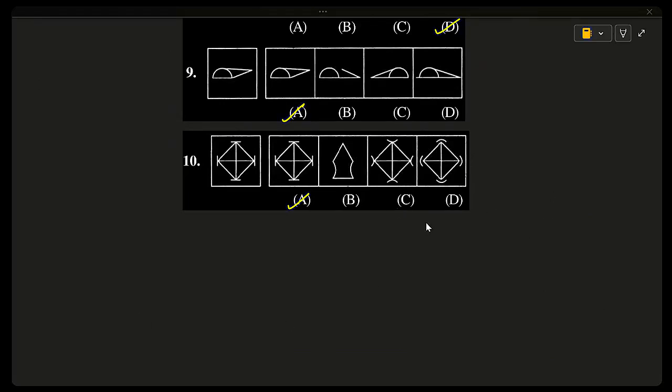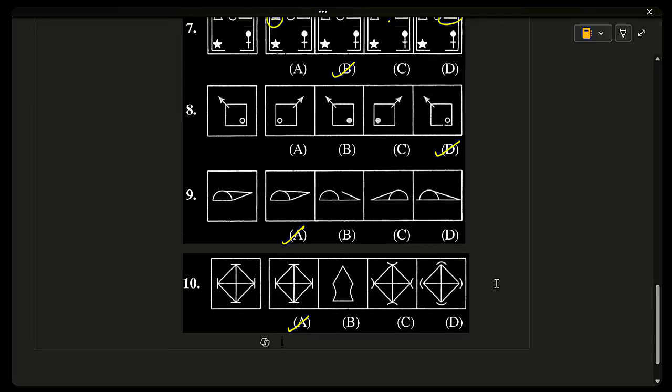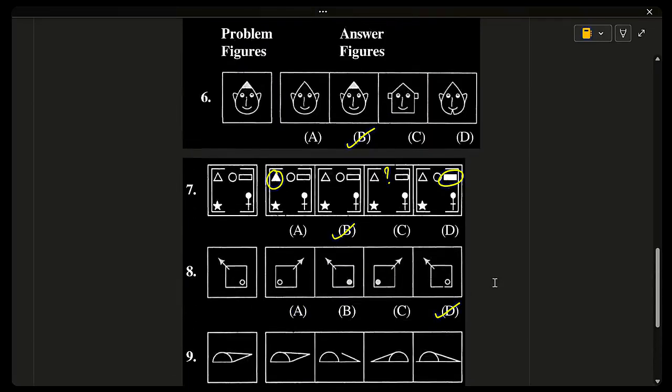Aditi? Sir, it's the seventh question. Which question? Seventh question. Please tell me. Sir, in option B, the rectangle is touching the line. No, there is only a small adjustment in the figure formation, but it is exactly matching. But in the remaining options, we can clearly see the difference, right? Yes, sir.